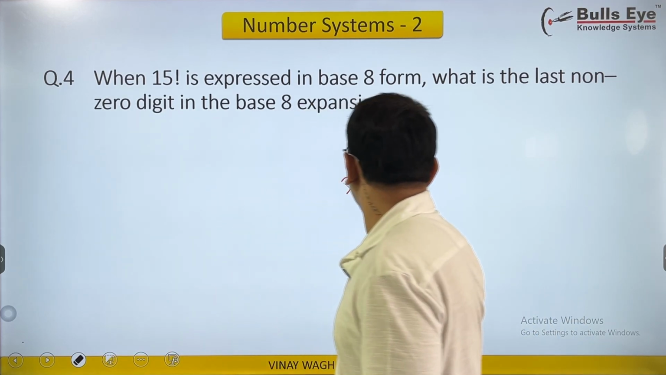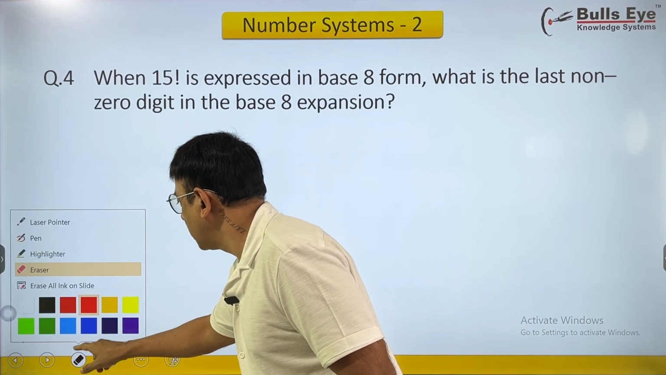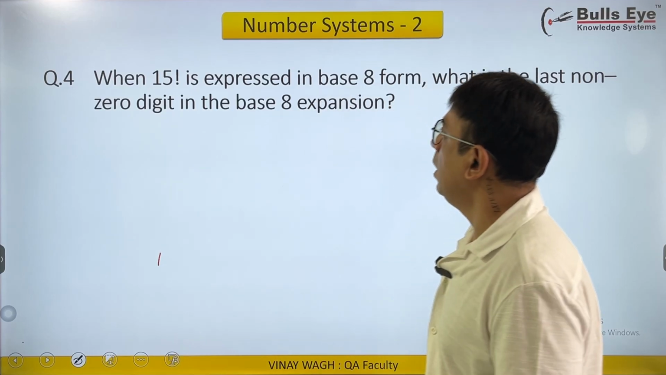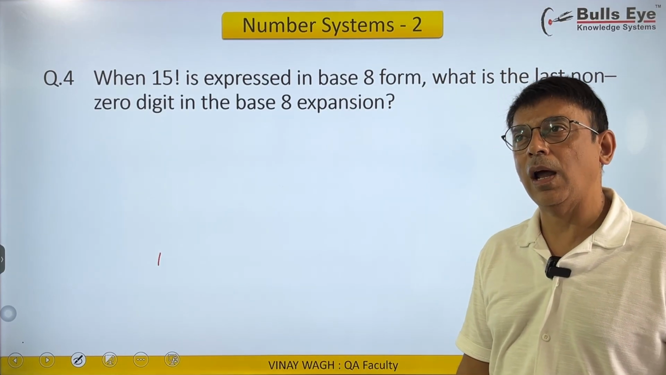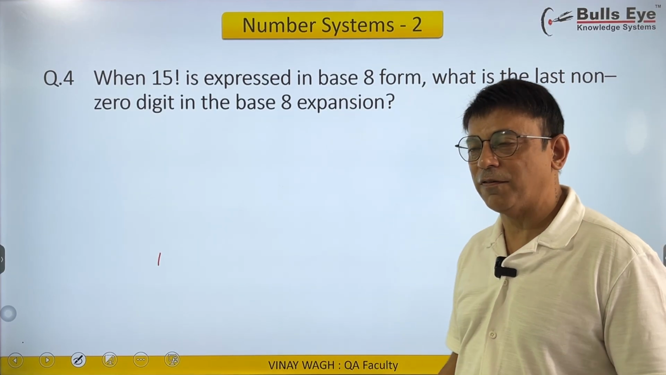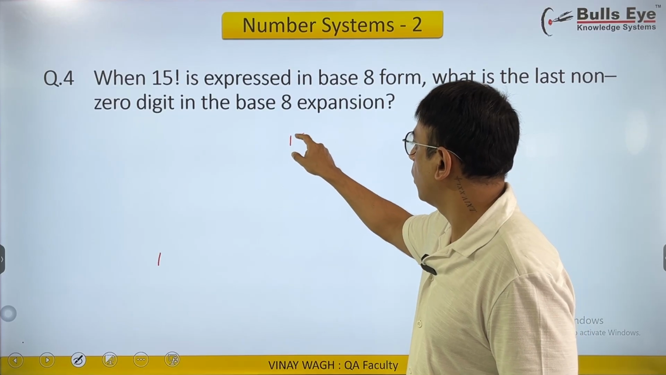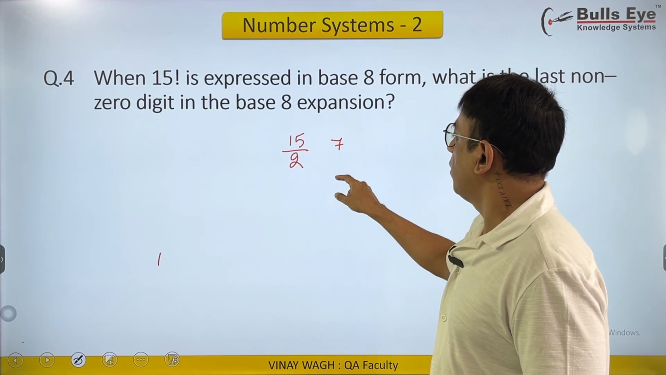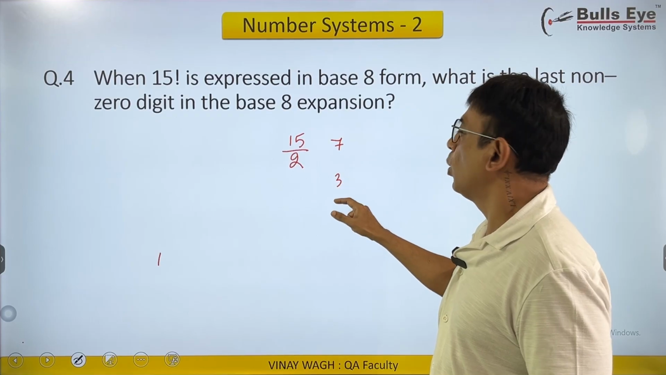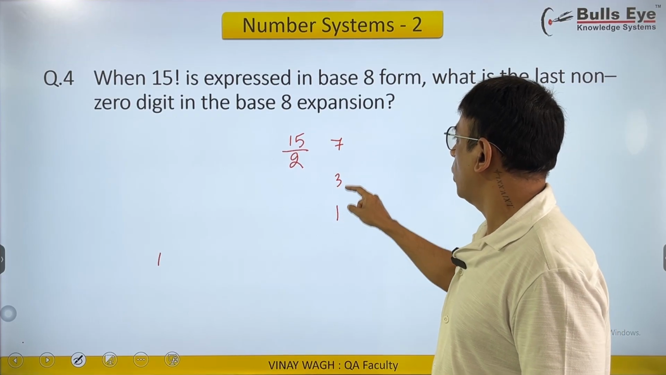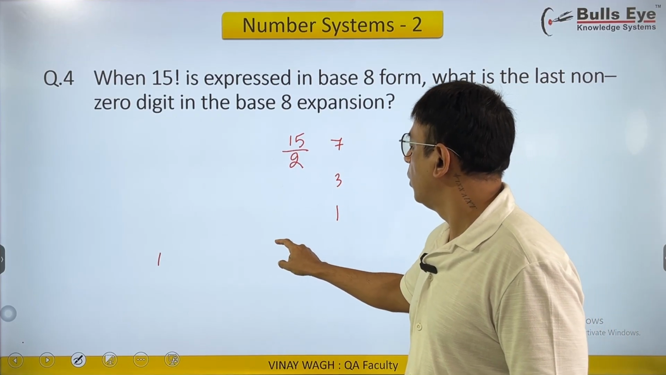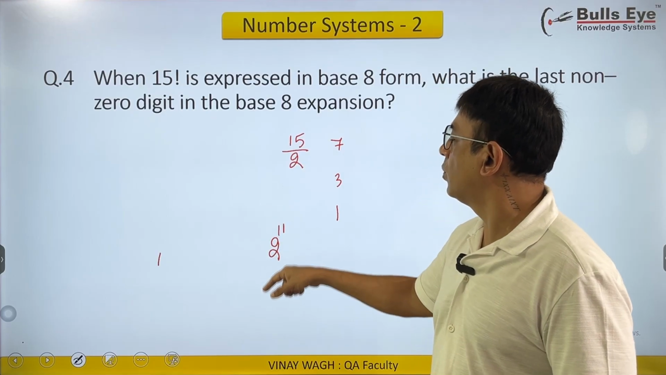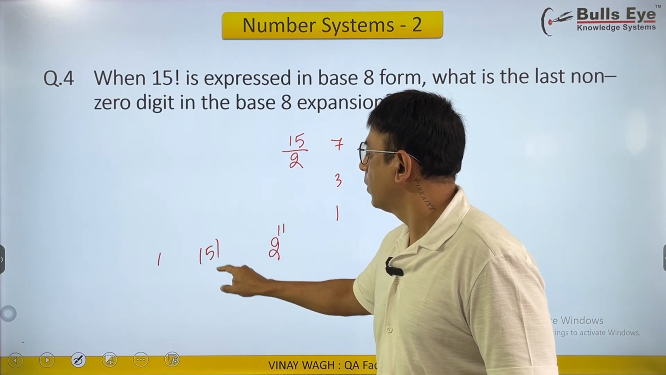Okay. So now let me just get on to the question. 15 factorial, and I'm looking out for 8. Let's first find out the number of 2's in 15 factorial. 15 divided by 2, that's 7. 7 divided by 2, that's 3 quotient. 3 divided by 2, that's 1. 7 and 3, 10 and 1, 11. So we've got 11 2's in 15 factorial.